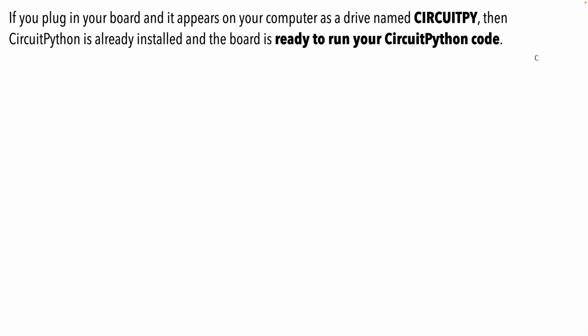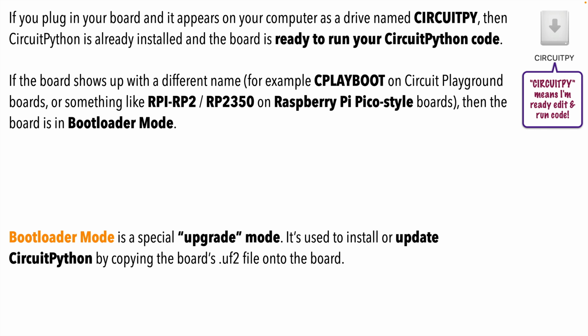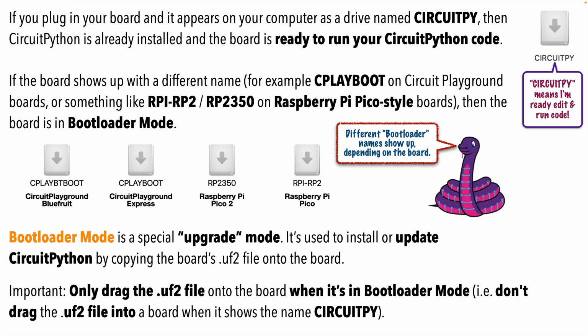So here's the scoop on installing and upgrading CircuitPython. When you've plugged a properly configured board into your computer, it'll show up with the name CircuitPy, all in caps. Now this happens regardless of the type of board you're using. But if you want to upgrade CircuitPython or install CircuitPython on a new board that doesn't already have it installed, you need to get the board into what's called Bootloader mode. Now when the board is in Bootloader mode, the name will change. It will no longer be CircuitPy, and then we can drag over the latest version of CircuitPython for our upgrade.